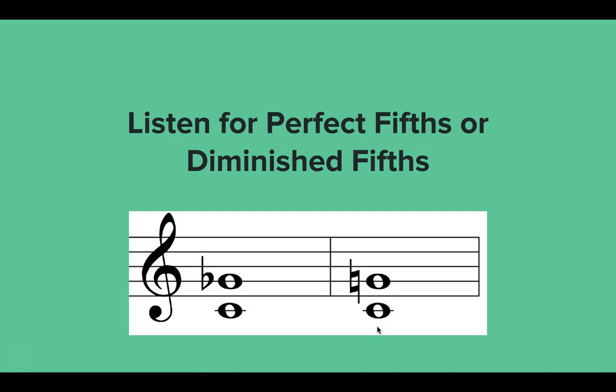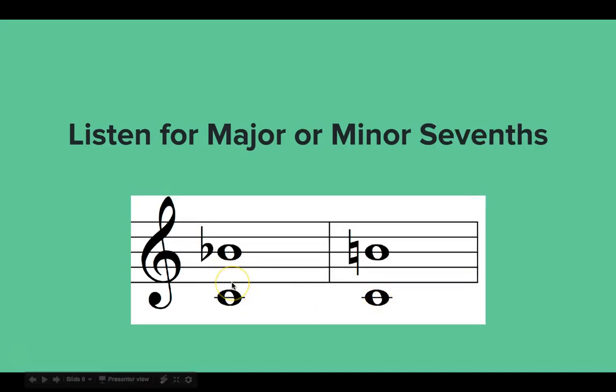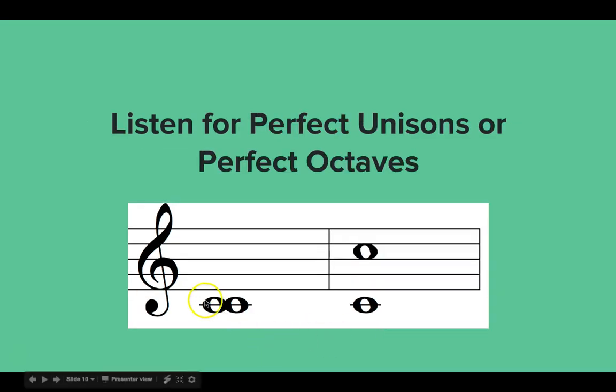the perfect fifth possesses. The minor sixth and the major sixth, that sad sound followed by the happier, brighter sound. But remember, these minor intervals and major intervals both sound pretty. You just have to remember that the minor ones have more of a sad sound, the major ones more of a happy sound. And the minor seventh, which is dissonant, it's a little harsh, and the major seventh, which is very dissonant, very harsh. Finally, the unison and the perfect octave.